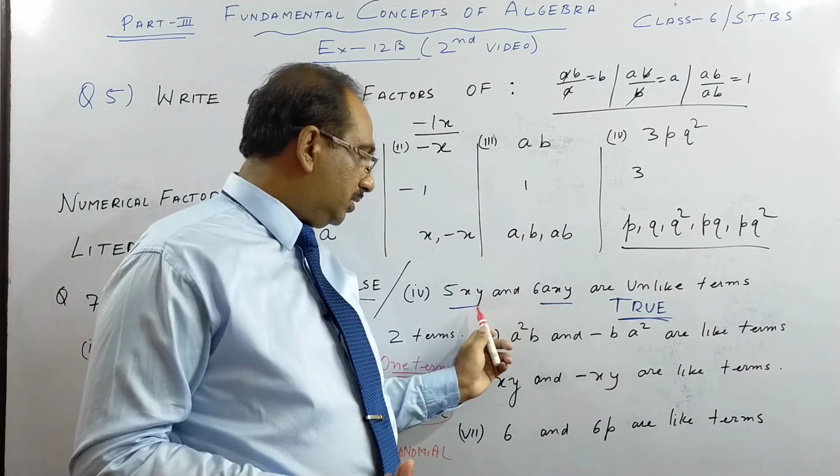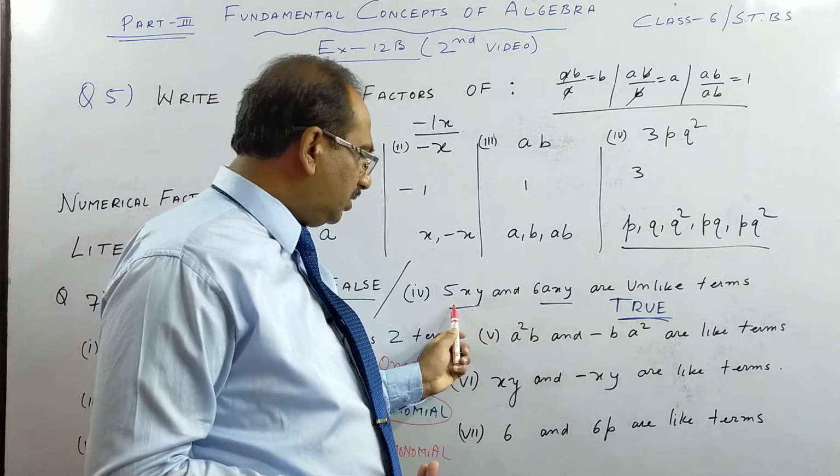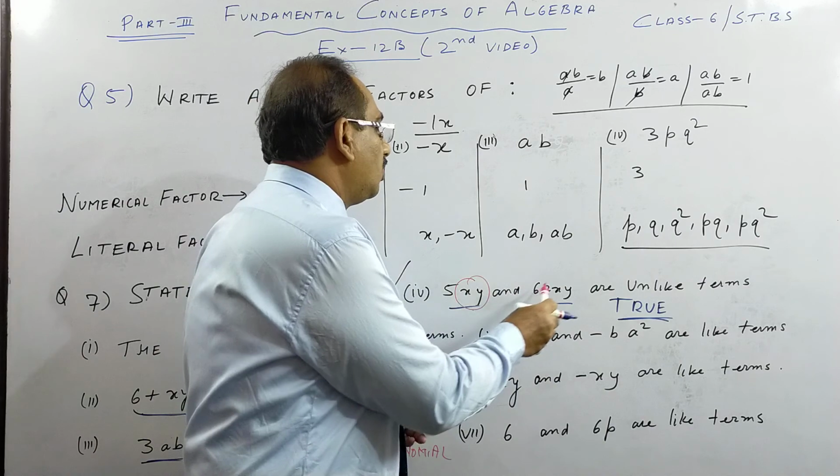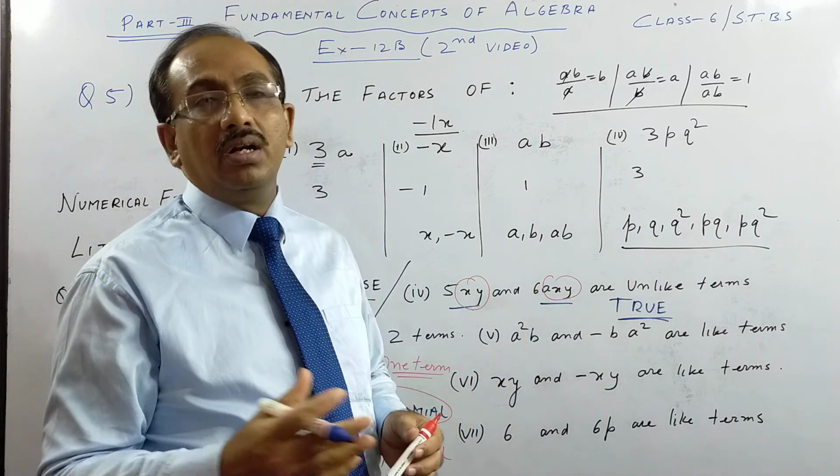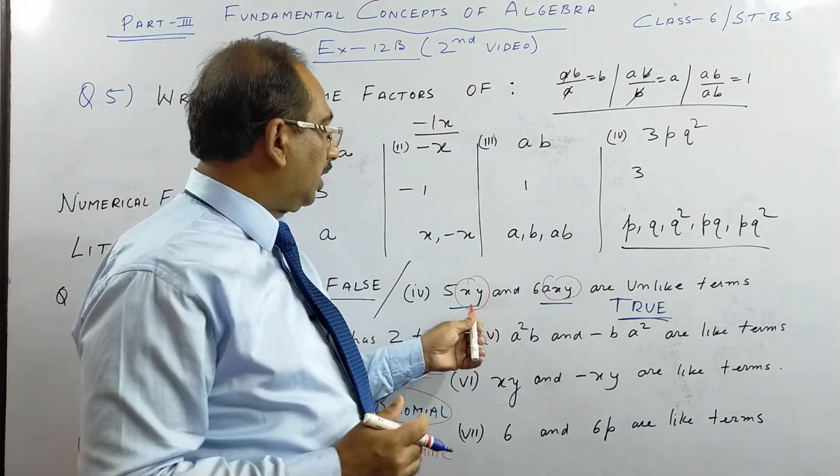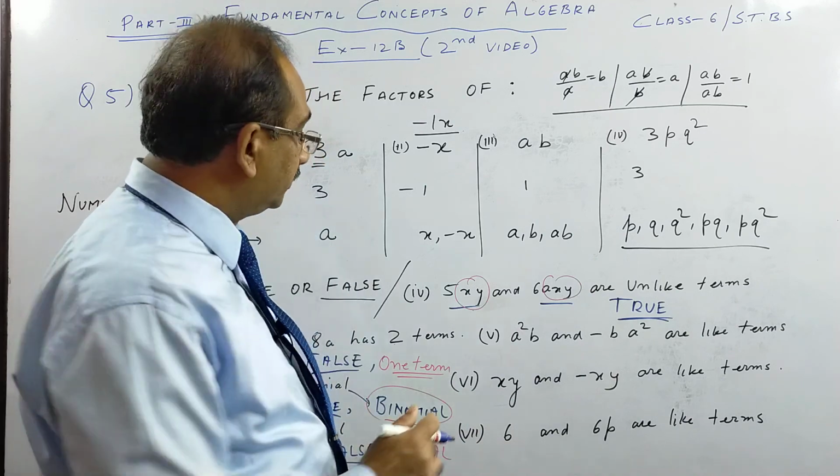They are unlike, because this is xy, this is axy. Don't see the number, children. Here we see only the literal coefficient. xy, axy, they are unlike.